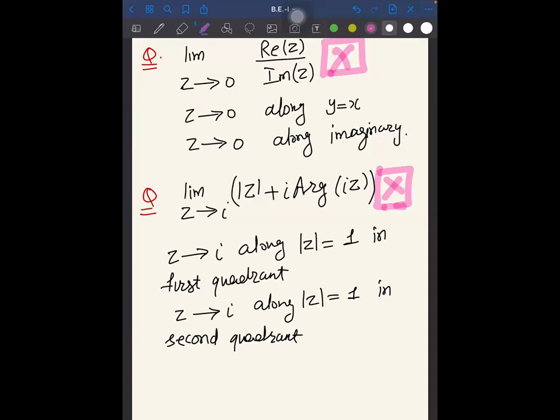And one more question, which is very easy, which you can do. This is just like the example which I have already done. That is limit z goes to 0, z by mod z whole square. So that will be again along the real axis, along the imaginary axis, and then done. Okay. So next is continuity.